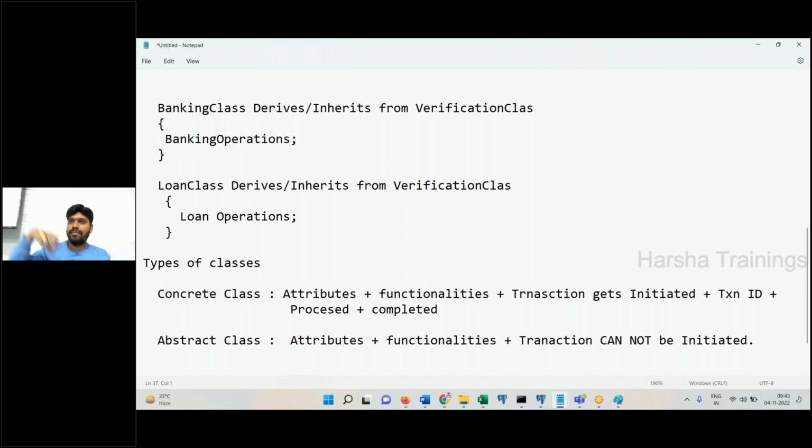Verification department I am setting up. What if I give it the ability to create business transactions? Is that the right way of designing your business structure? That's a wrong way. How you set up in reality, the same way your technology should adhere, correct? So that's the reason why abstract classes exist. Everyone clear?